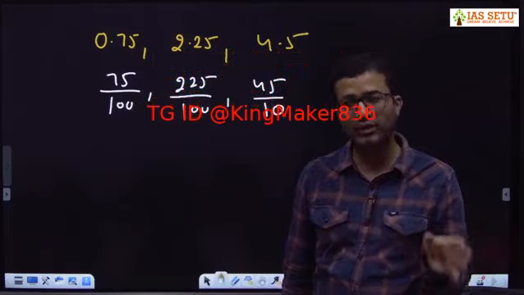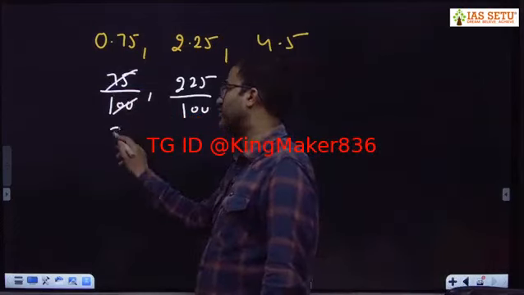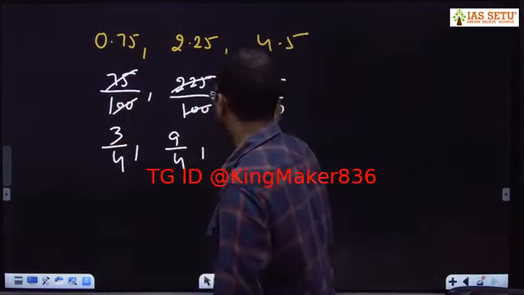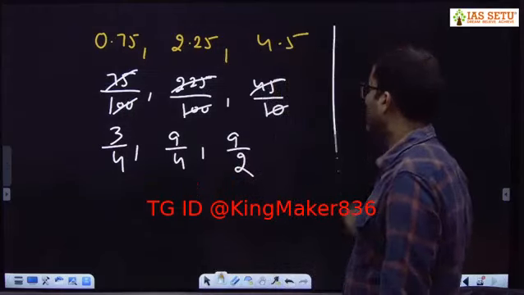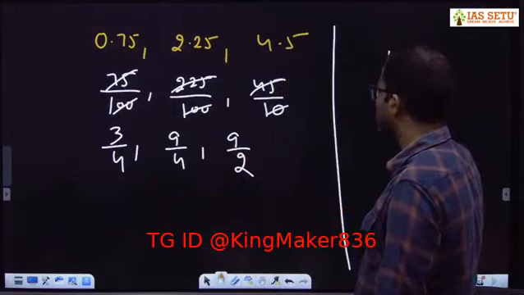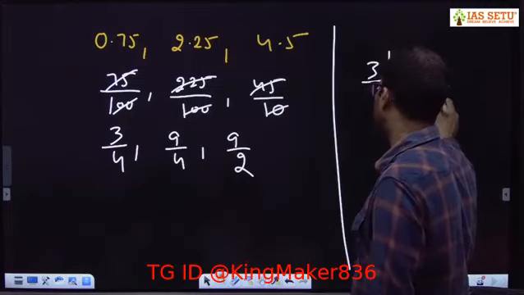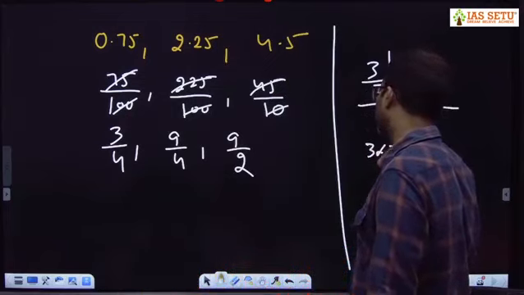मतलब हमेशा नहीं होता, but 50% चांस गलत आंसर निकल आता है. So why take a chance? 3 by 4, 9 by 4, 9 by 2. What is LCM of 3, 9, 9? 9 is a multiple of 3, so 9 only. 3 common, 1, 3, 3. Again 3 common, so it is 3 into 3, 9.